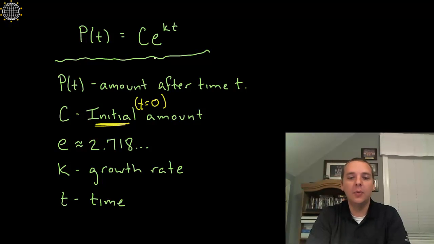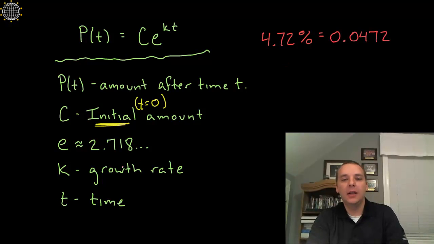So one important thing to remember about that is K is always expressed as a decimal. So if you were doing some sort of financial problem and the interest rate was 4.72%, then we would not use 4.72 for the K. We would express it as 0.0472 by moving the decimal 2 places to the left and expressing it as a decimal, not a percentage, obviously. And lastly, this one's obvious. T represents time.